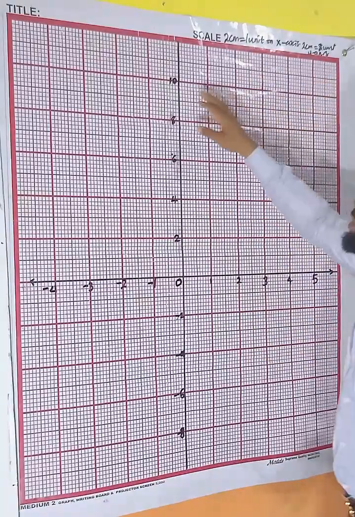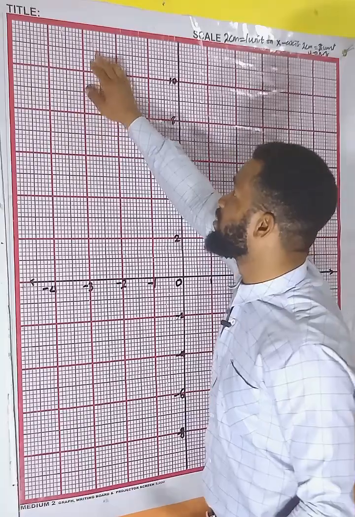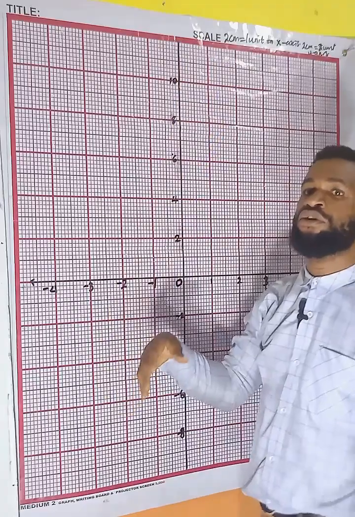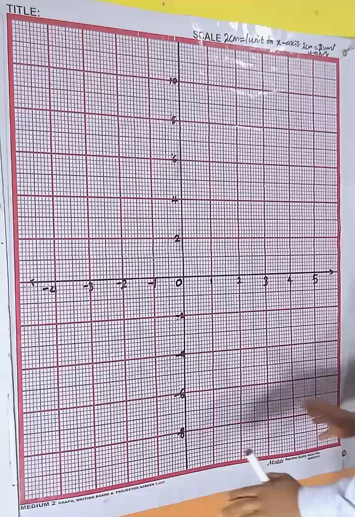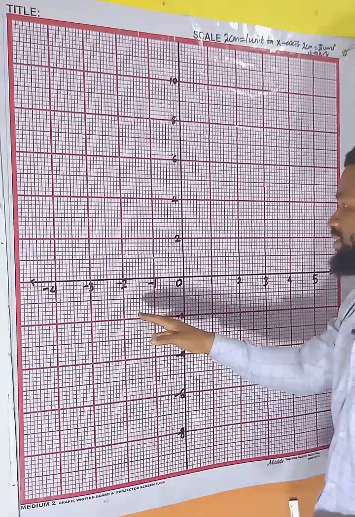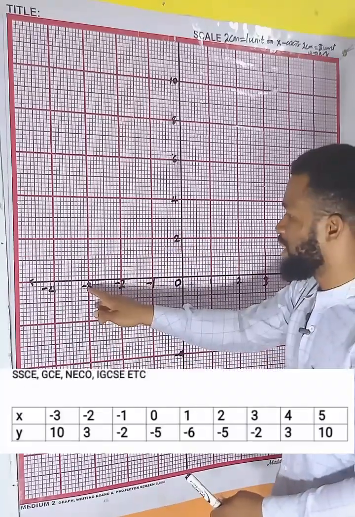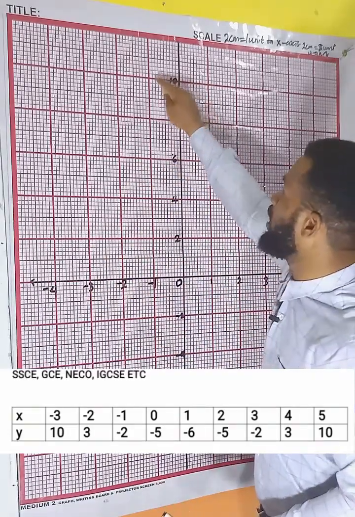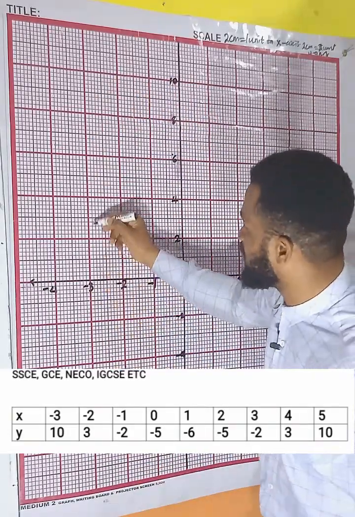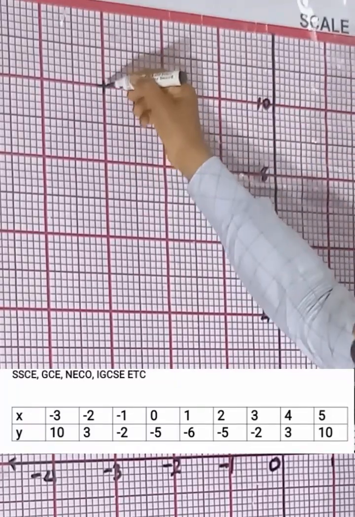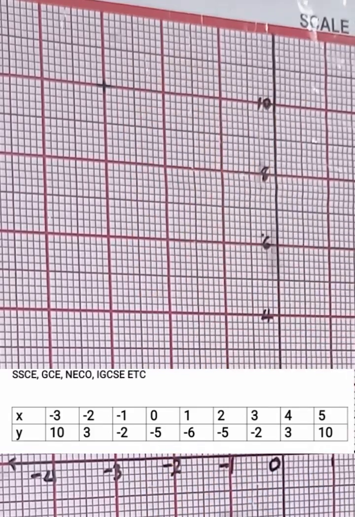I've written my scale. A title, if it is a physics graph, you have to write a graph of maybe force against displacement or velocity against time. That is just it. Now that I have finished, the next thing is I will be putting my values. For x, I had -3, and y is 10. So if you trace -3, this is where the two of them coincide with 10. So this is 10 and this is -3. The two of them there, correct?